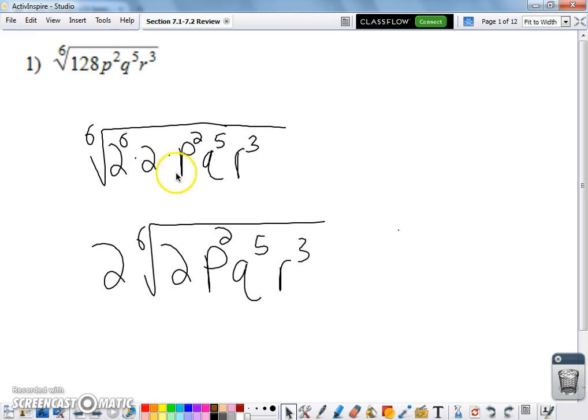Now, the problem is none of these variables here can pay the troll toll. The toll is 6. They all have less than that. So the only thing they can leave is right there, that 2 to the 6th. It pays the exponent to the troll toll and walks out. Everything else is stuck. There's the answer for number 1.